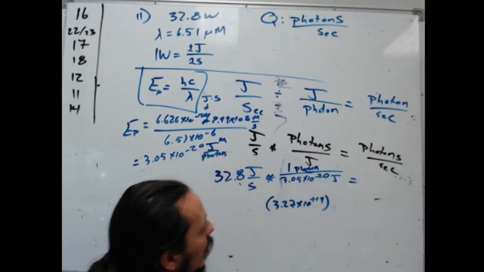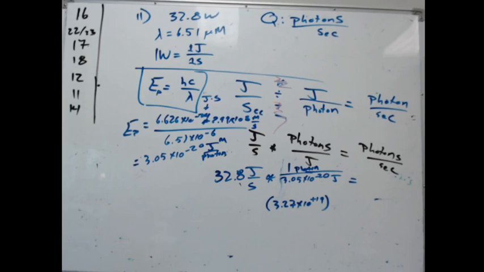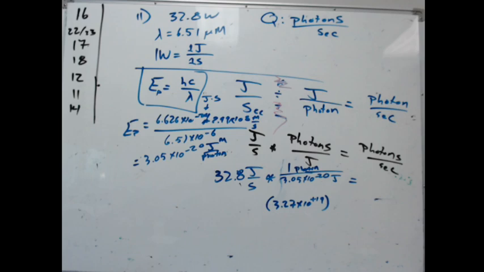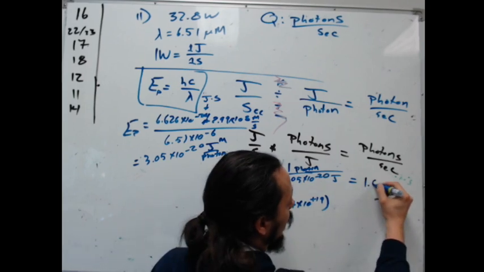And then, of course, we're going to get a huge number because we need a lot of photons to get to this level of energy. So if we do 32.8 divided by 3.05 times 10 to the minus 20, or 32.8 times the reciprocal, we get something along the lines of, what's that? Big number. 1.075 times 10 to the 20.